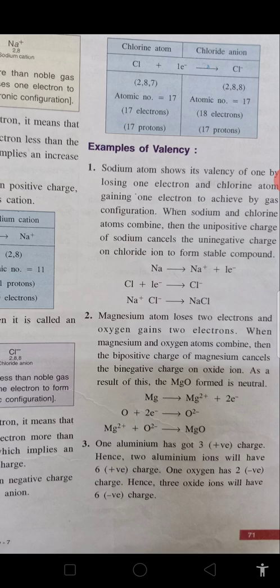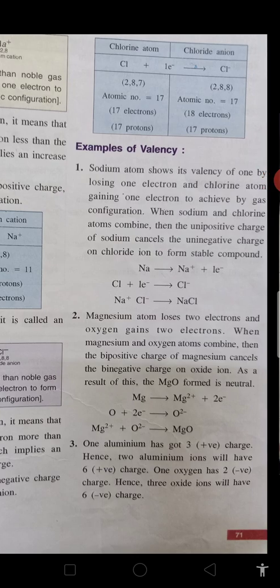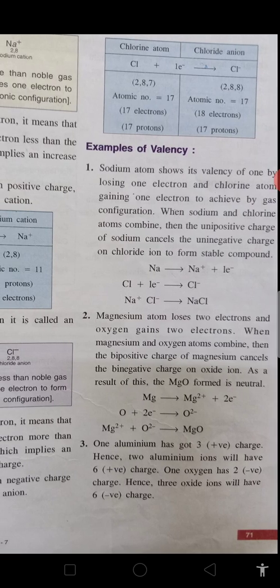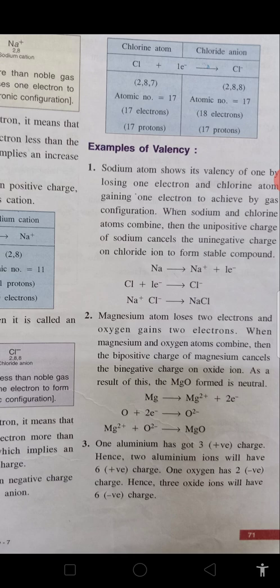So now children, we will come to the examples of valency. A sodium atom shows its valency of 1 by losing 1 electron, and a chlorine atom gains 1 electron to achieve an inert gas configuration. To achieve an inert gas configuration, when sodium and chlorine atoms combine, the unipositive charge of sodium reacts with the uninegative charge of the chloride ion to form a stable compound.